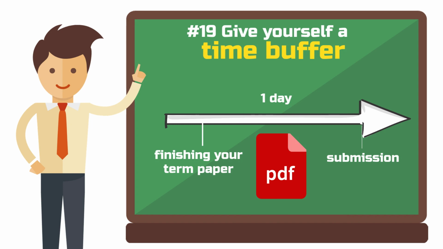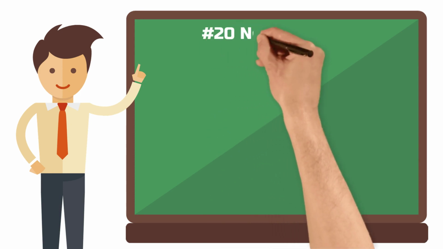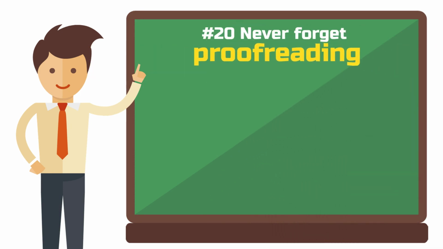Nevertheless, the last few meters before submission require a series of steps that can be quickly forgotten or dismissed as unimportant. If you are inattentive at this point, you can ruin your success at the end because you have not planned for a buffer. So now we come to tip 20, never forget proofreading.